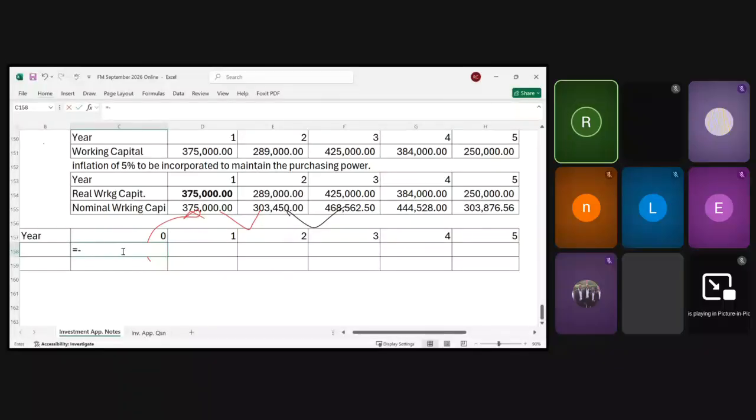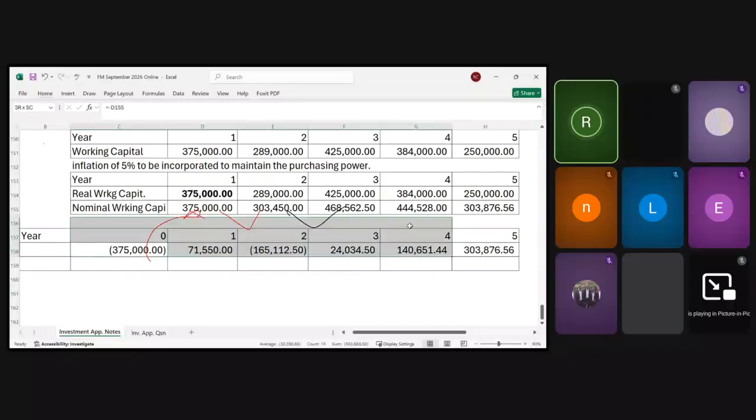I'm going to have this one dragged to year 0. That's why we inflated with year 0. And here the difference is only this minus that. All right, and then we drag up to year 5. This is how we are going to incorporate inflation when we are dealing with working capital movement.